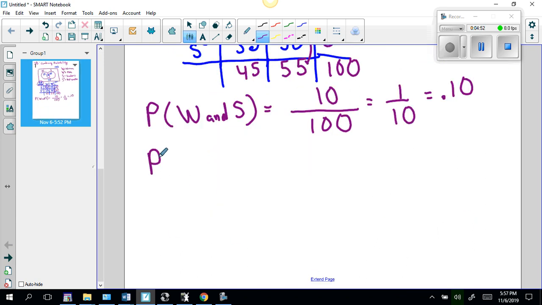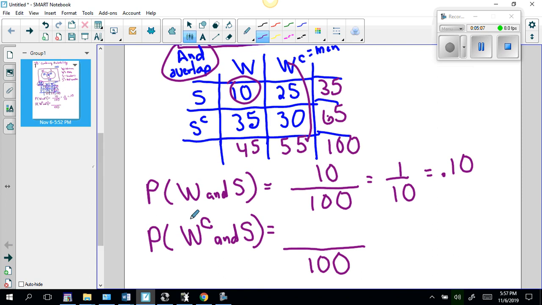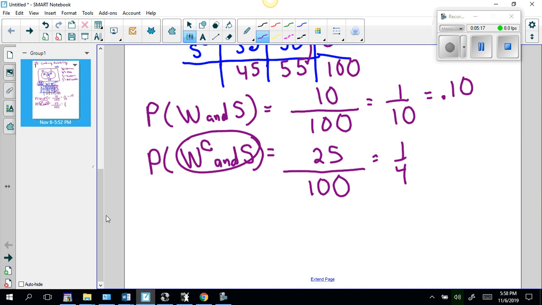What's the probability of being a non-woman, a W complement, really meaning a man, and a smoker? Well, guess what? We know there's 100 people. And how many of these are there? W complement overlap with smokers is 25. 1/4. But the OR question is really tough.